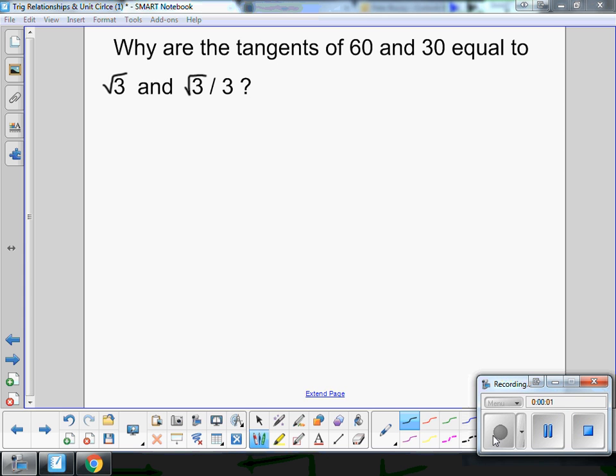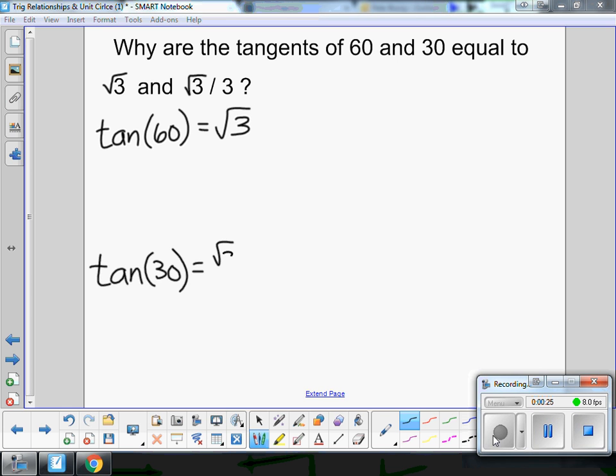I mentioned in an earlier video, if you're watching this in class today, what the tangents are at 60. What was tan 60? Well, tan 60 degrees is steeper, so it's the bigger one of these. Which one's that? Root 3. What about the tan of 30? Root 3 over 3. Okay. What I'm going to do today, briefly, is show you why.